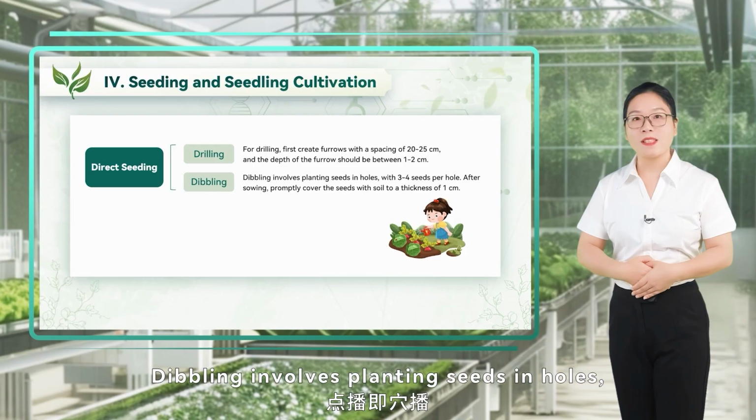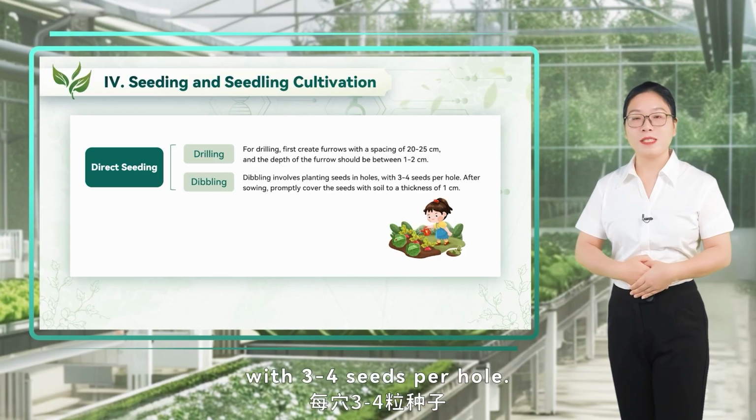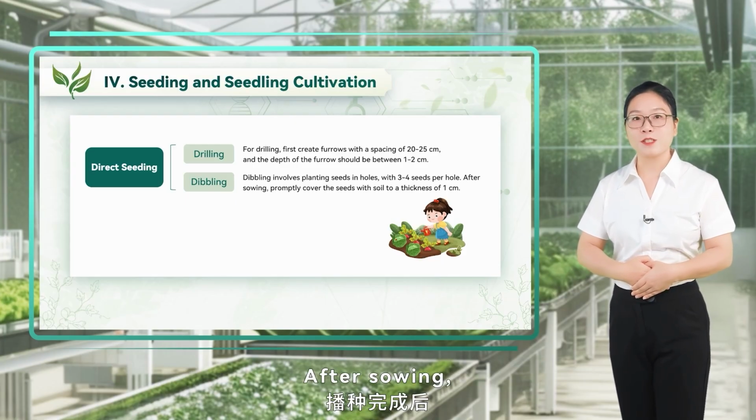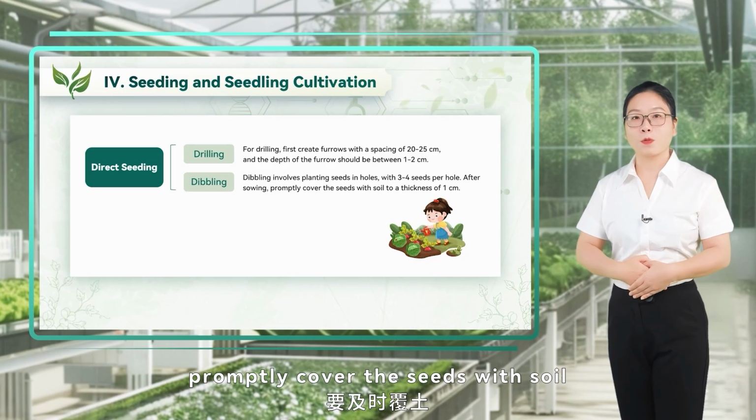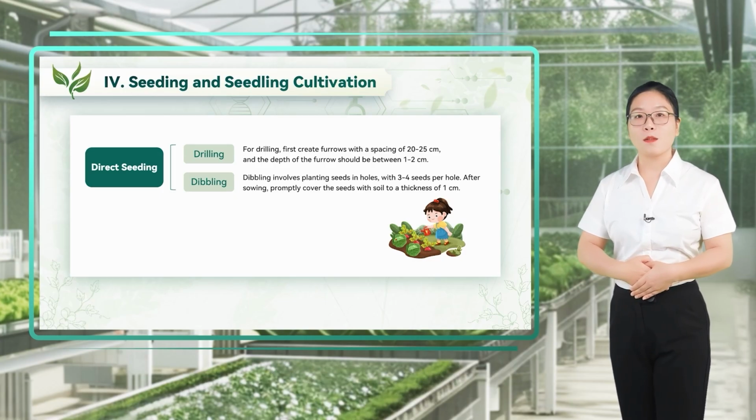Dibbling involves planting seeds in holes, with 3 to 4 seeds per hole. After sowing, promptly cover the seeds with soil to a thickness of 1 centimeter.